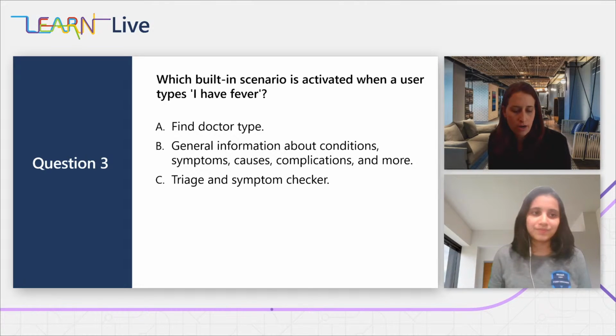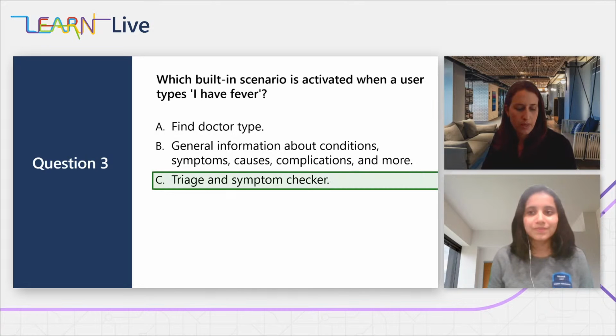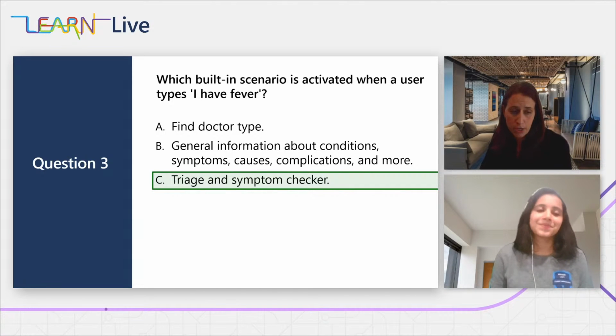Let's see what our audience has answered. I wonder if they've answered something similar. So definitely, this looks like we have some mixed answers. I would say it's C. Let's see what the right answer is. So that's right. C, triage and symptom checker.